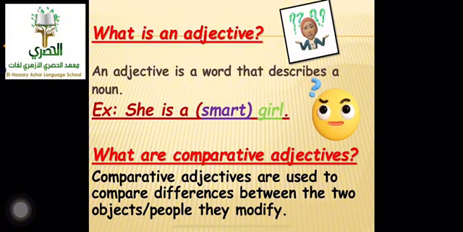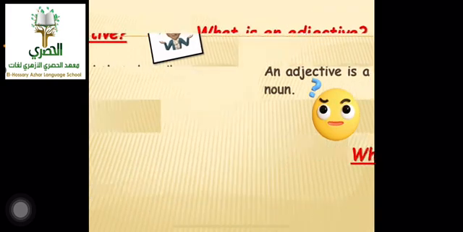For example, we have two boxes. We need to know which is bigger, which is nicer, which is heavier. So we need a comparative adjective. Clear, Primary 3? Got it? Okay, let's move.